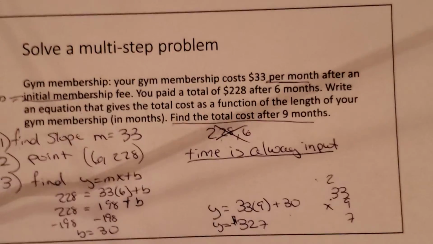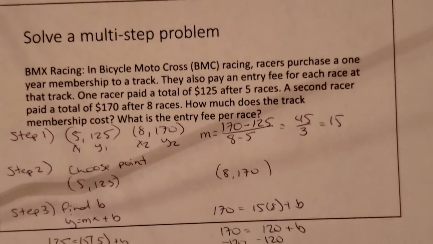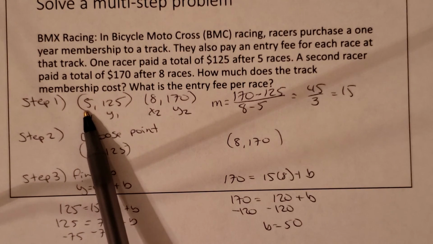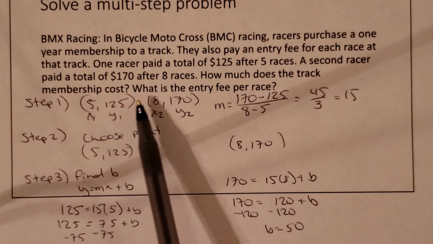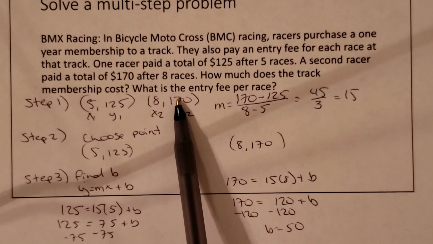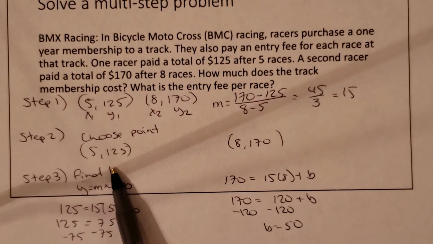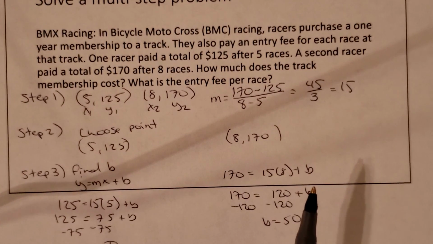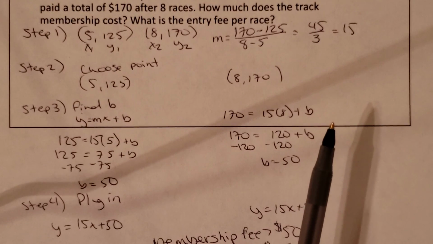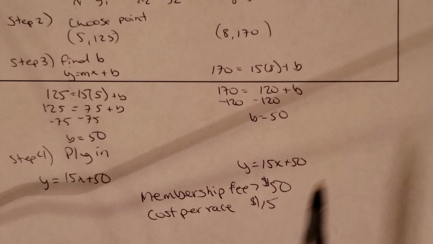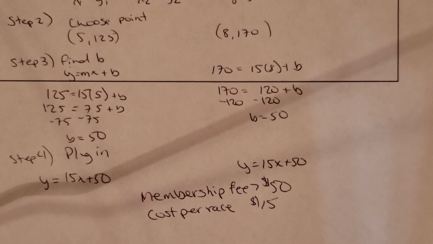All right, so some of you guys probably realize that, hey, we're putting in 5 races and $125, then 8 races, $170. Okay, find the slope, choose a point, and then got your equation. So what was the membership fee? $50. And what was the cost per race? $15, because $15 is the cost per race is going to be your slope.